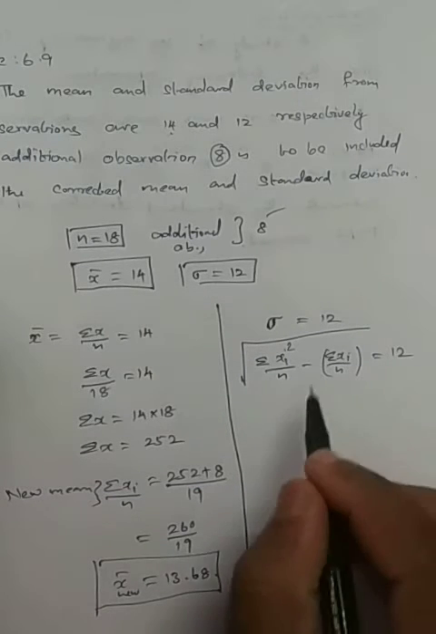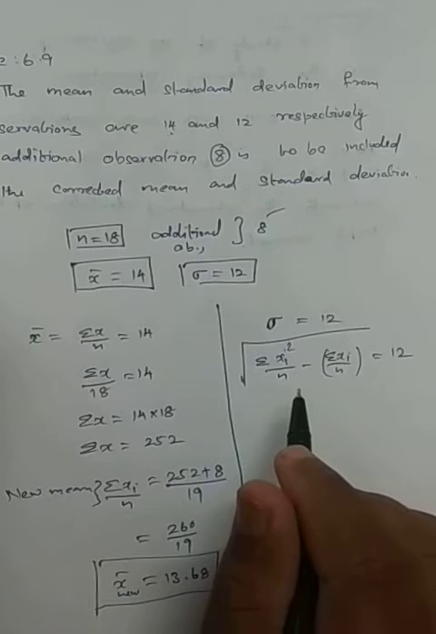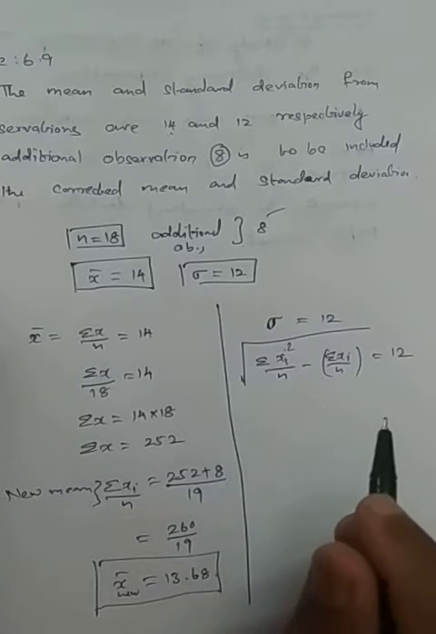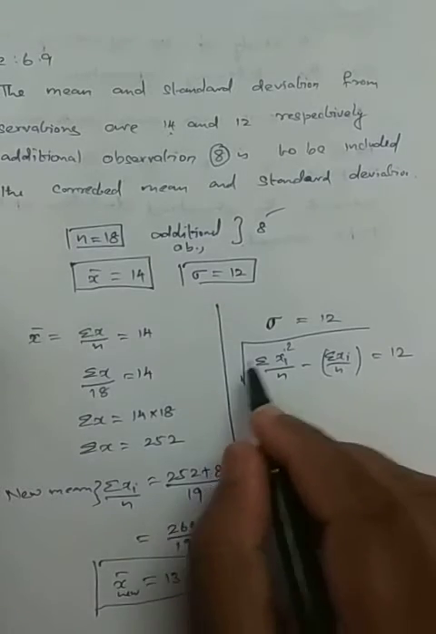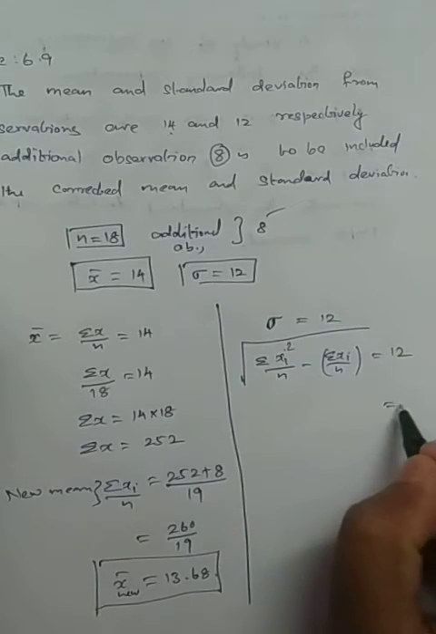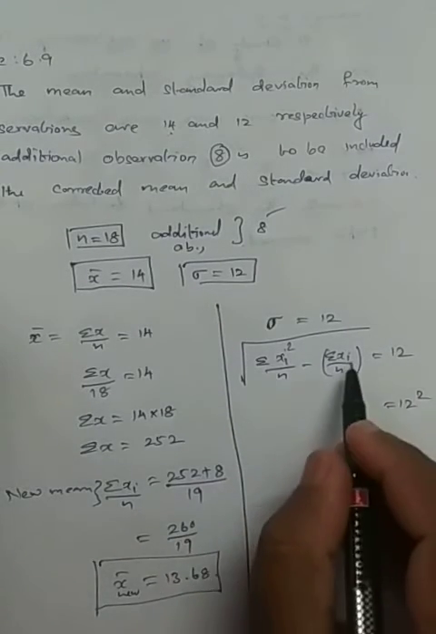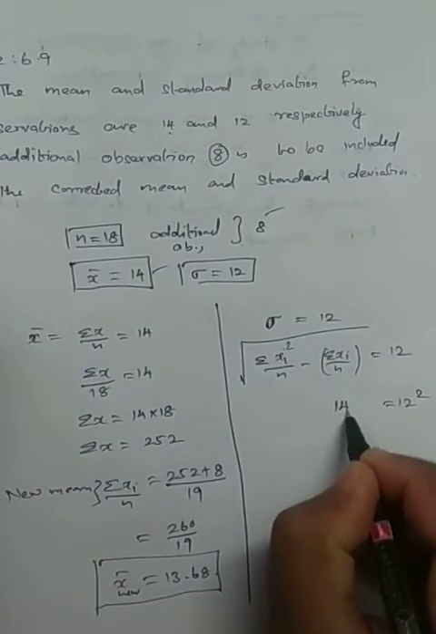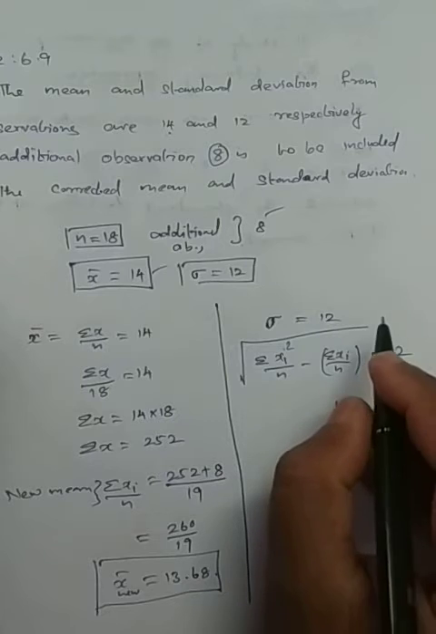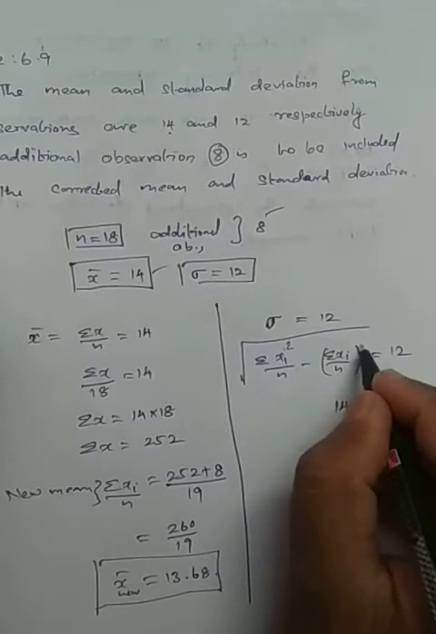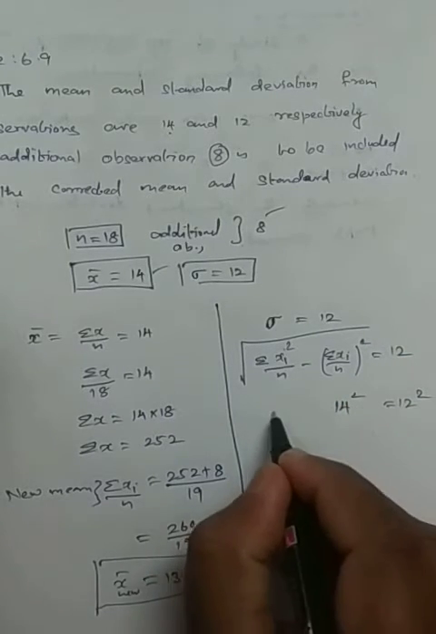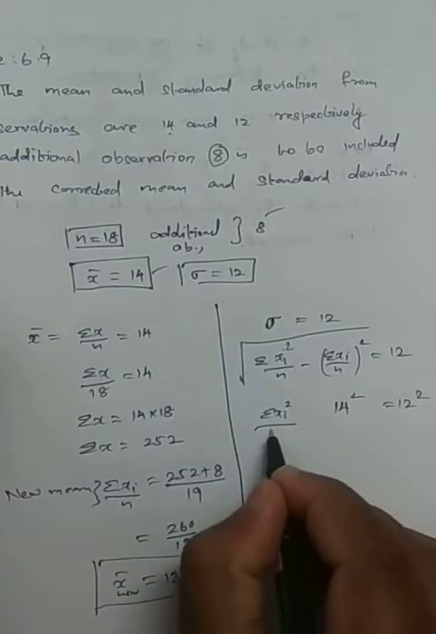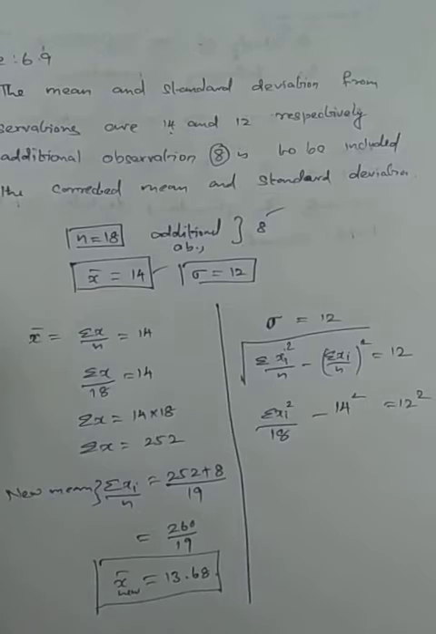Now we need to find the same. Here we need to find the squared value, so the square root goes that side. Now 12 square will come, isn't it? The mean they have given is 14, so 14 will come, and this is the squared term. Sigma xi square by n, here n is 18. So 18, minus will come.